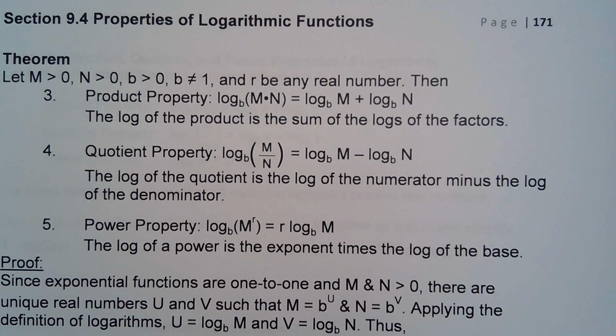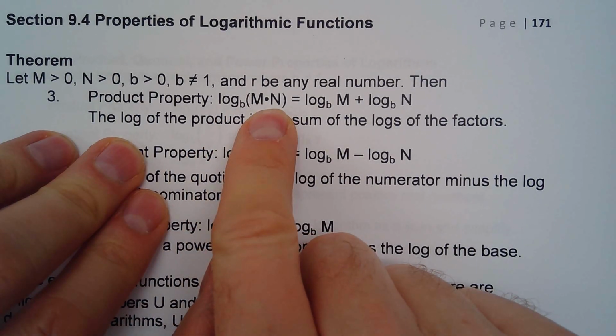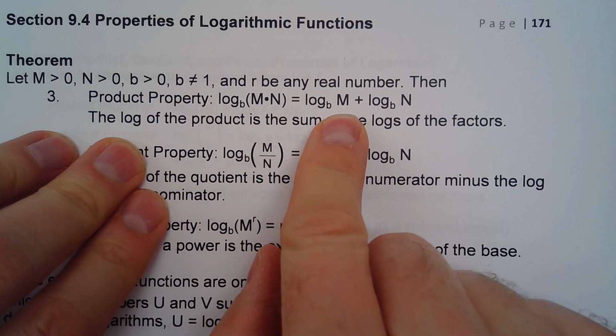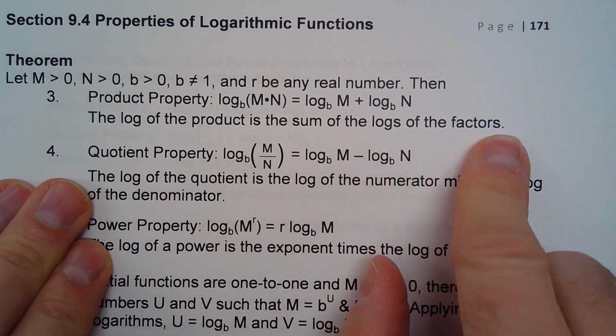m greater than 0, n greater than 0, b greater than 0, and b not equal to 1, and r being any real number. Then we have the product property. Log base b of mn equals log base b of m plus log base b of n. The log of a product is the sum of the logs of the factors.